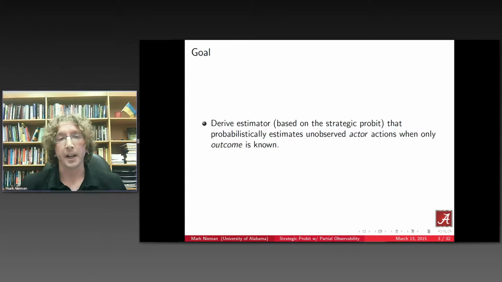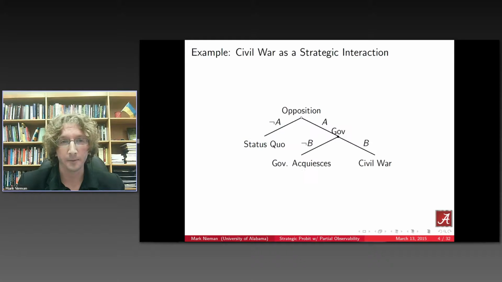The goal of this project is to derive an estimator based on Signorino's strategic probit that probabilistically estimates unobserved actor actions when we only know the actual outcome.